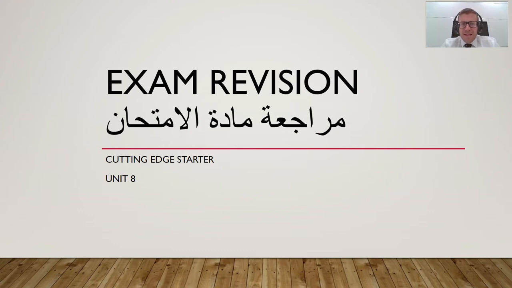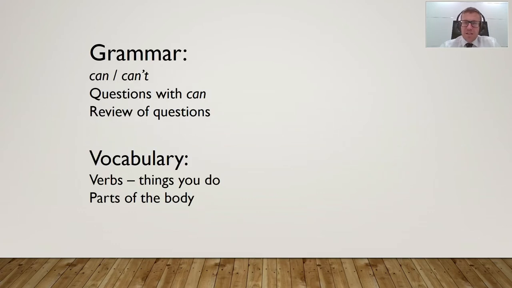Hi, this is an exam revision video for Cutting Edge Starter, Unit 8. In this unit, you studied grammar: can and can't, questions with can, review of questions. The vocabulary was verbs, things you do, and parts of the body. So like the other videos, I will talk about each point for 2 minutes. This will help you to prepare for your exam.